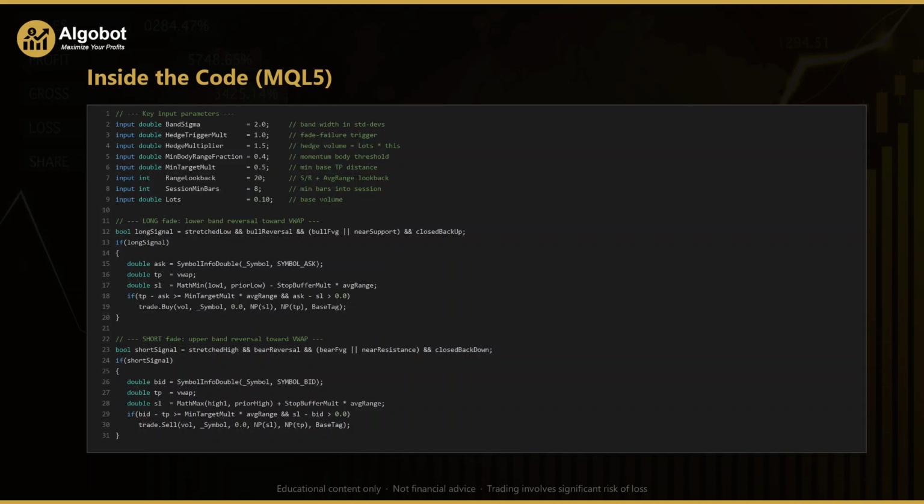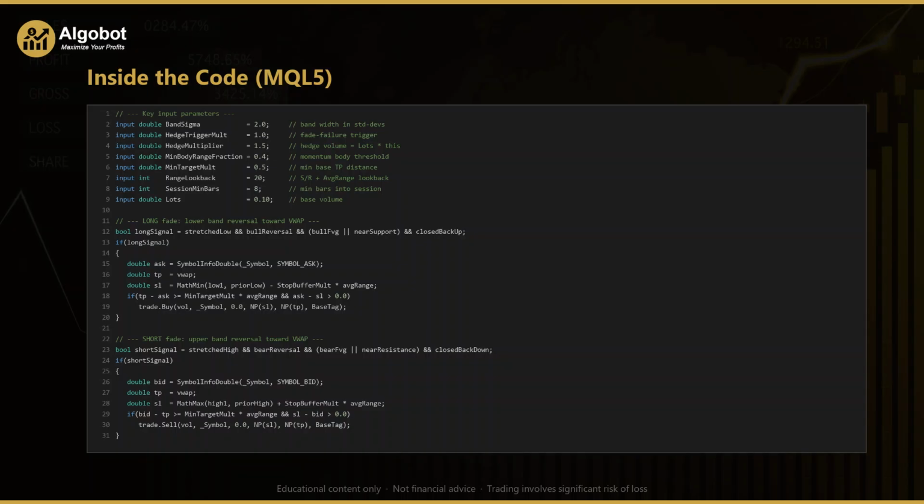Range lookback and session minimum bars control the structure window and how long the strategy waits into each session. Now look at the long block. The variable long signal combines 4 things with logical and: price stretch to the lower band, a bullish reversal candle, either a bullish fair value gap or nearby support, and a close back up inside the band.